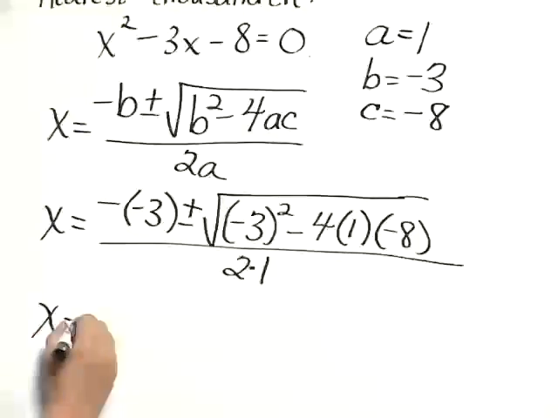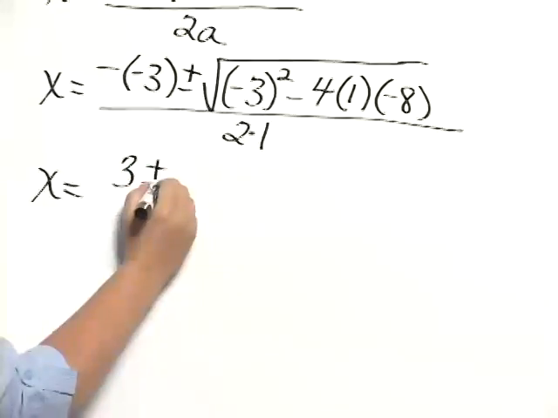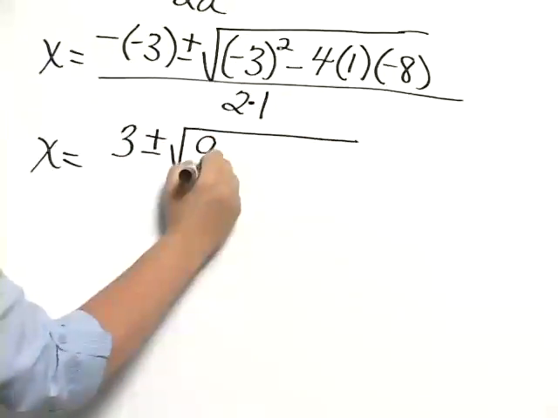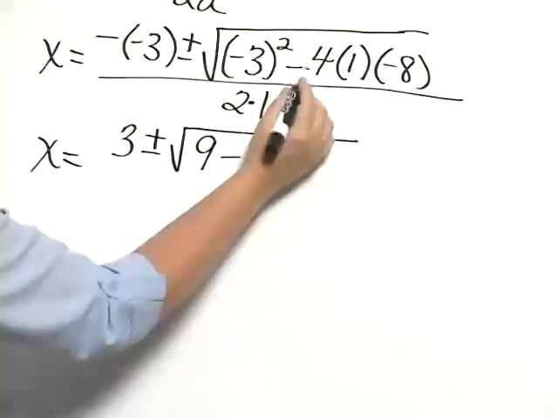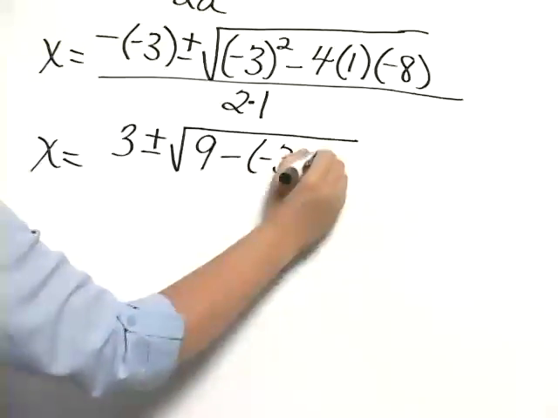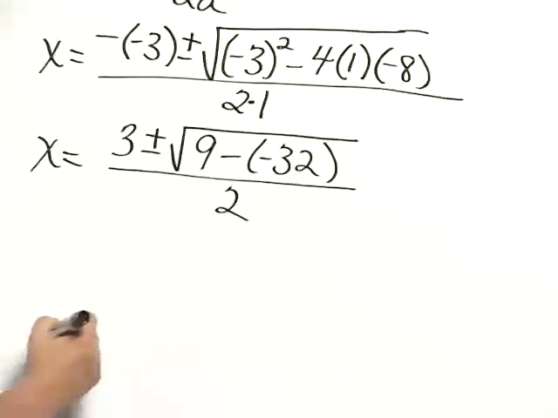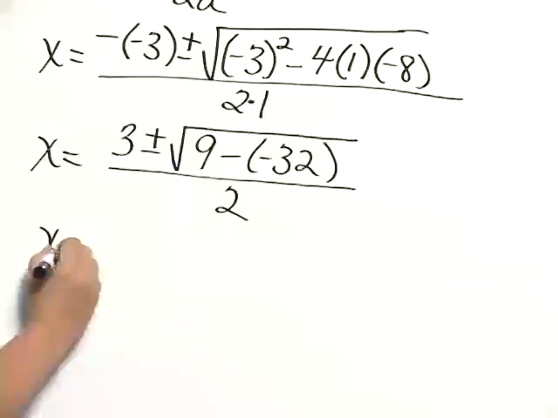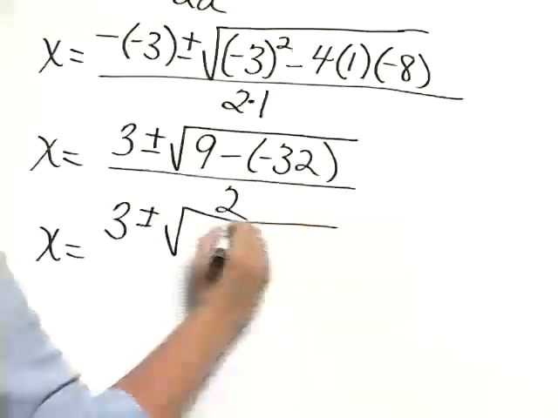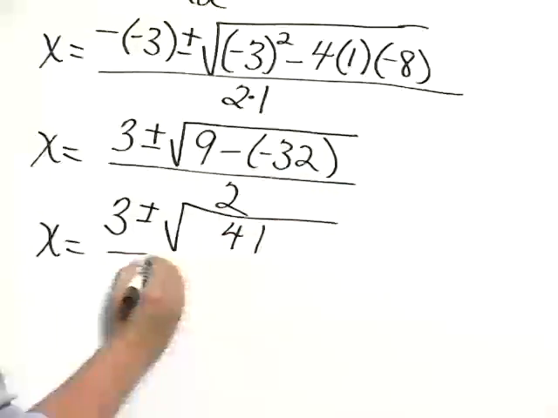Simplifying then, we have x equals the opposite of -3, which is 3, plus or minus the square root of -3 squared, which is 9, minus 4 times 1 times -8, which would be -32. And all of that is over 2. We can simplify a little further. We have x equals 3 plus or minus the square root of 9 plus 32, which is 41, all over 2.